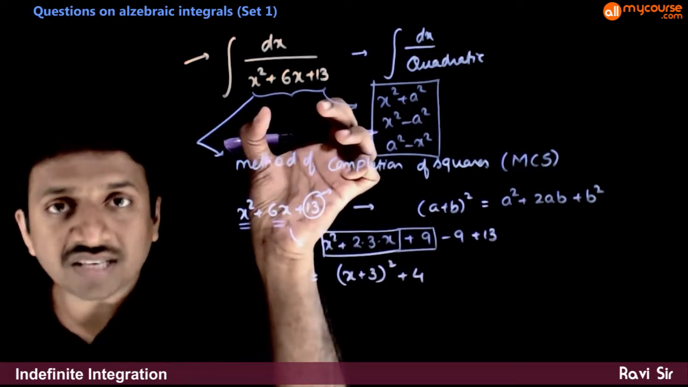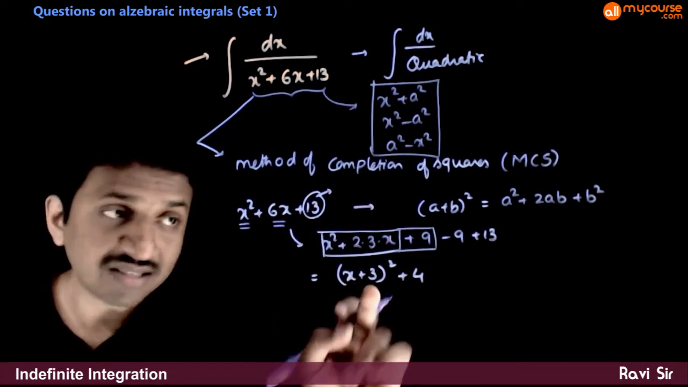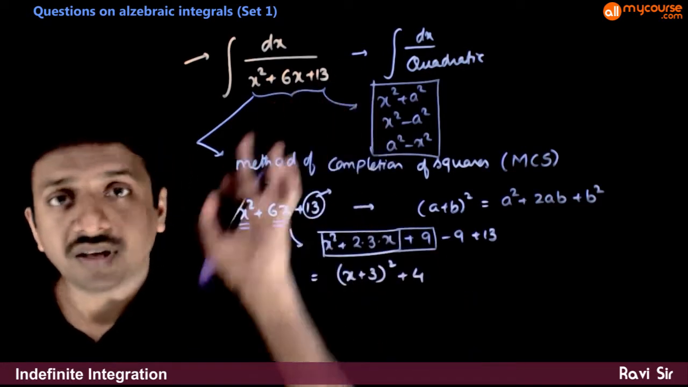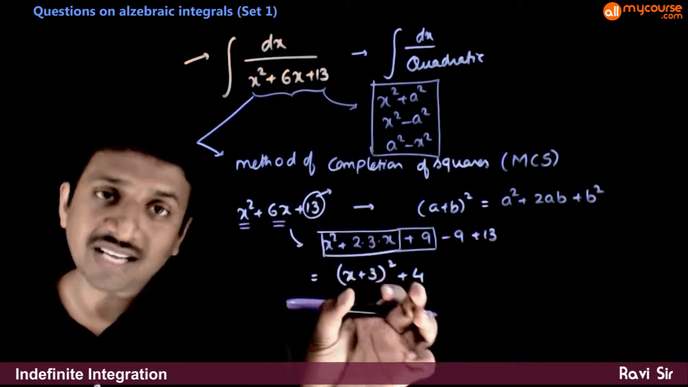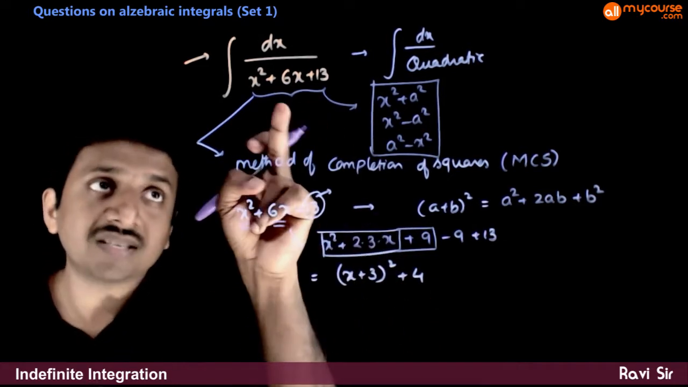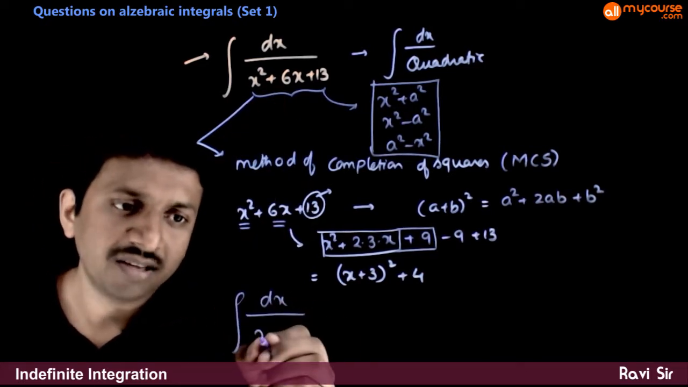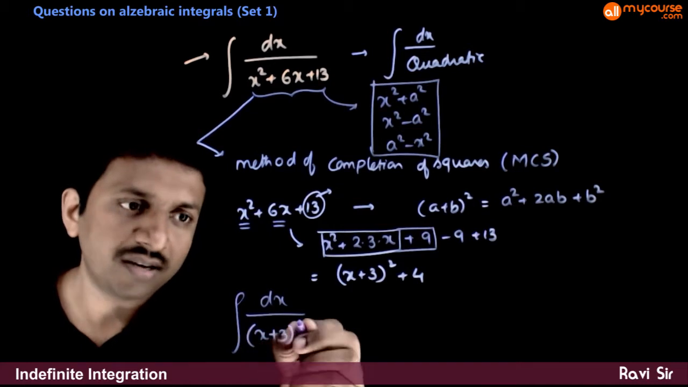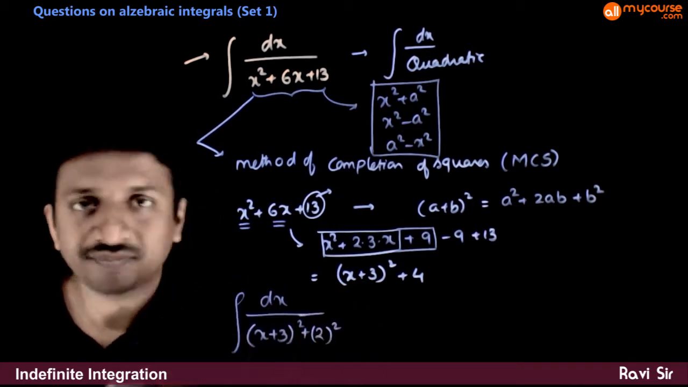So this expression is nothing but x plus 3 whole square, that is x square plus 6x plus 9, plus 4 gives you 13. So x square plus 6x plus 13 is x plus 3 whole square plus 4. Now, if you substitute this in the place of this, the integral becomes integral of dx by x plus 3 whole square plus 4, which can be written as 2 square.